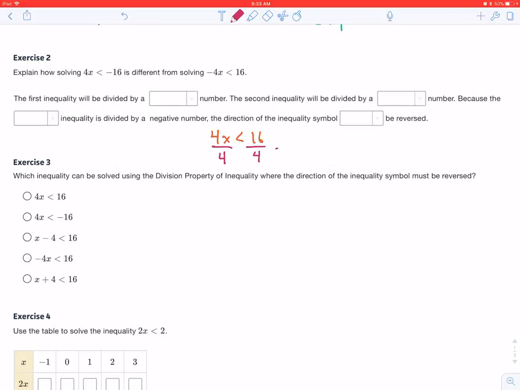So 4x divided by 4, that's going to give me just x on the left side, 1x, but we don't show the invisible 1, is less than 16 divided by 4 is 4. And I didn't flip that sign because I divided both sides by a positive number. So there was no need to flip the sign. The signs on the numbers still stayed the same.